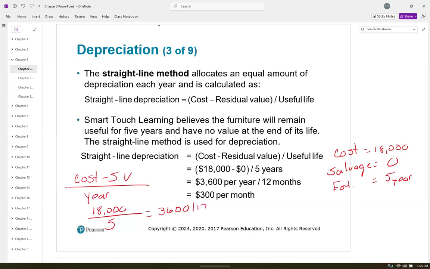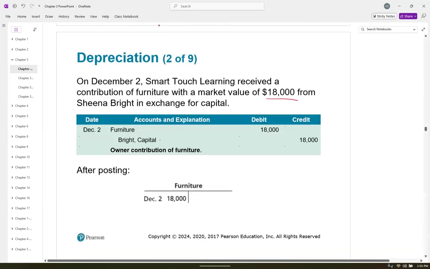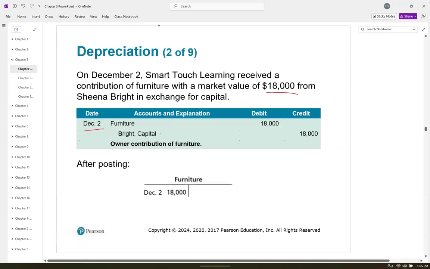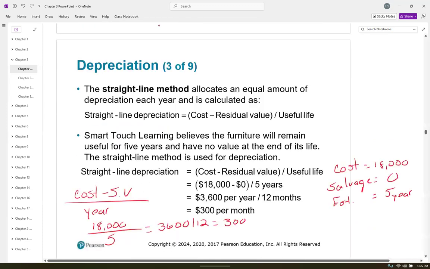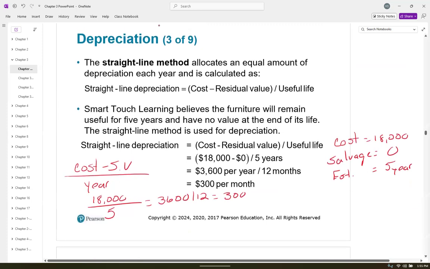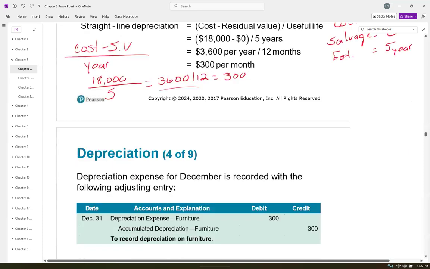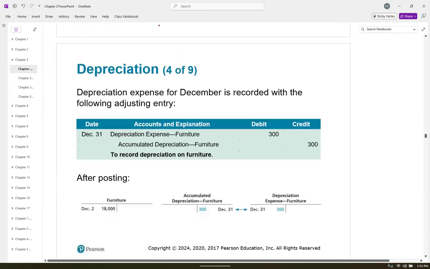And then they divided that by 12 to get a per month amount, because they bought this December 2nd. So we're only going to have depreciation for 1 month. We're not going to have depreciation for a whole year, that 3,600, because we only had it for 1 month. The journal entry to make this depreciation is going to be very different.